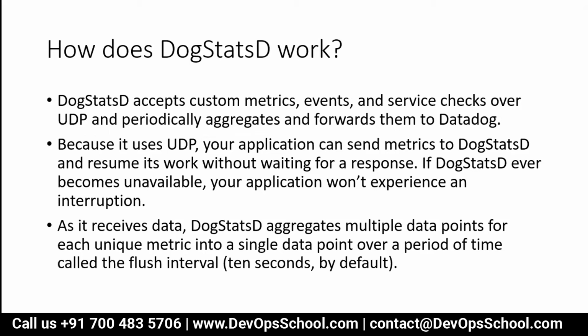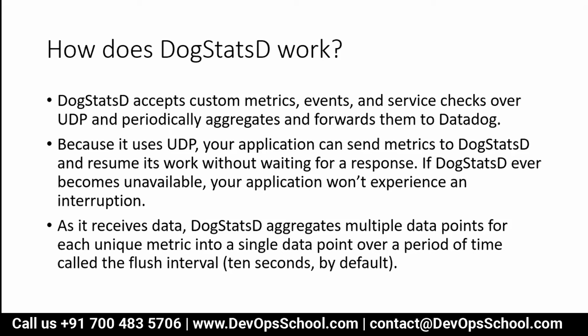DogStatsD accepts custom metrics, events, and service checks over UDP, and periodically aggregates and forwards them to Datadog. Because it uses UDP, your application can send metrics to DogStatsD and resume its work without waiting for a response. If DogStatsD ever becomes unavailable, your applications won't experience any interruptions.